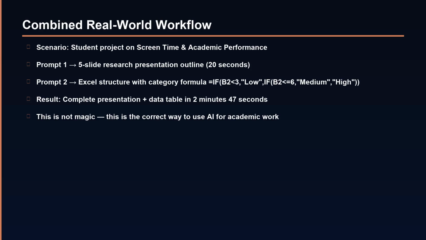Scenario: a student who has just finished a research project on screen time and academic performance. They need a 5-slide presentation and a data summary table in Excel. With 2 Claude prompts, they have a complete slide outline in 20 seconds and a structured Excel table with automatic category formulas in another 30 seconds. Total time, 2 minutes and 47 seconds. This is not magic, this is the correct, systematic way to use AI as a productivity tool in academic work.